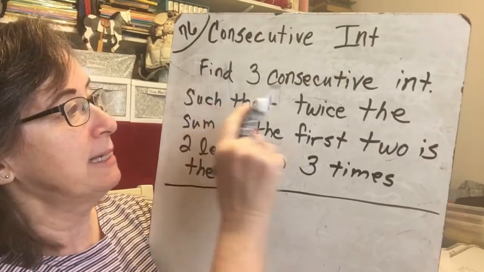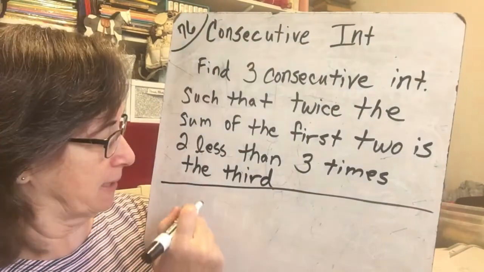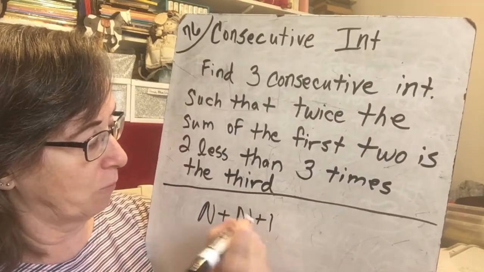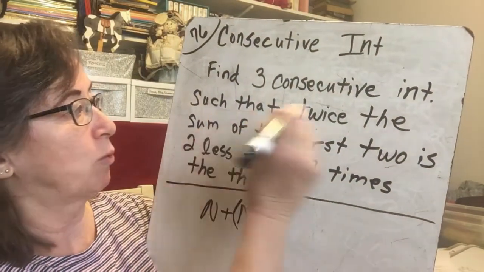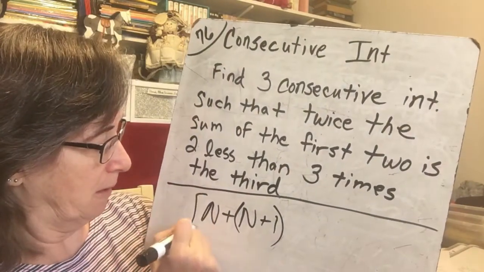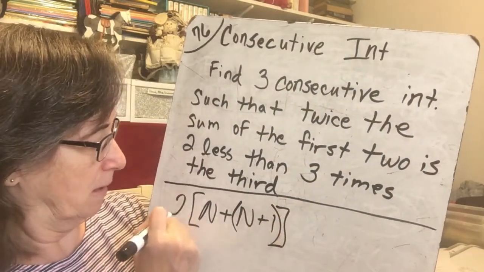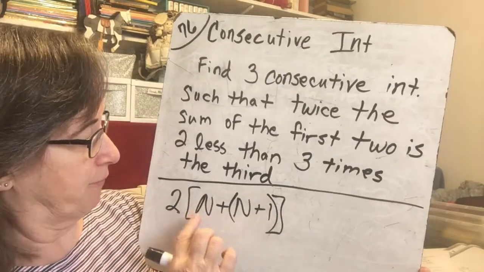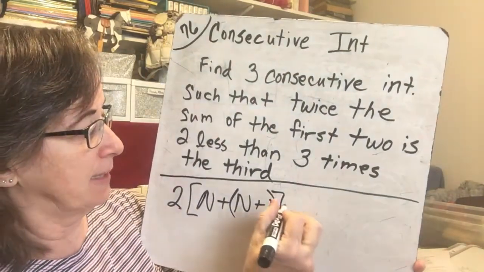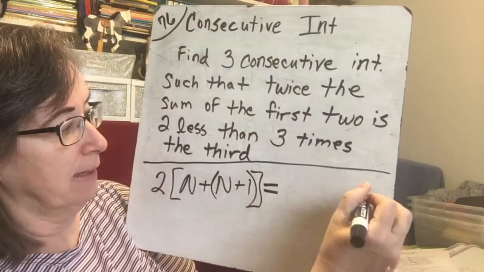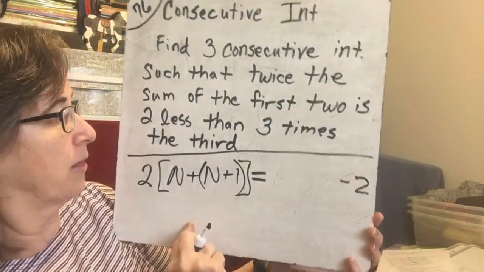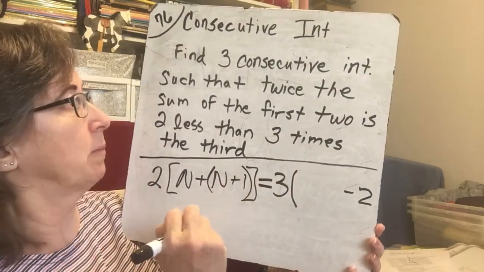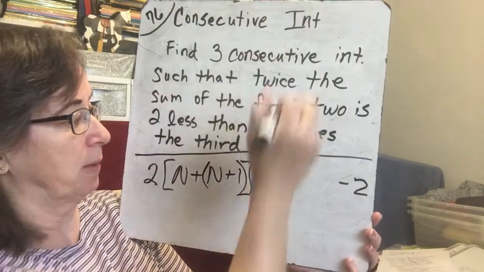So twice the sum of the first two. Well, the sum of the first two would be n plus n plus 1. And we're going to take twice that sum. So twice the sum of the first two is 2 less than 3 times the third. Now the third one, remember, n, n plus 1, n plus 2.